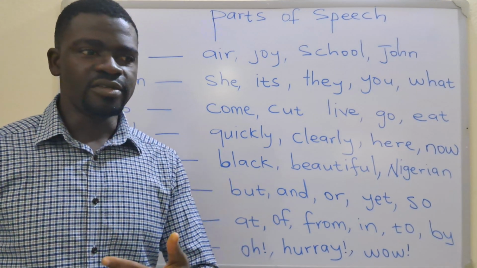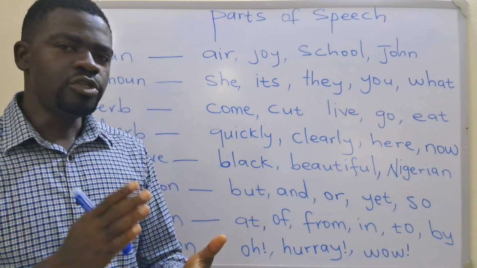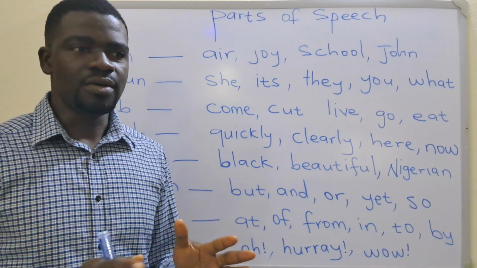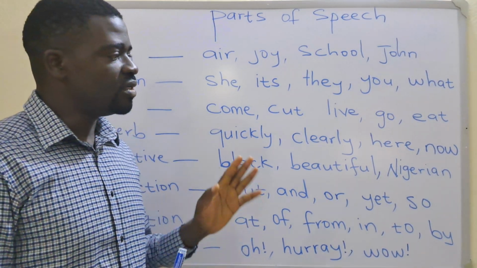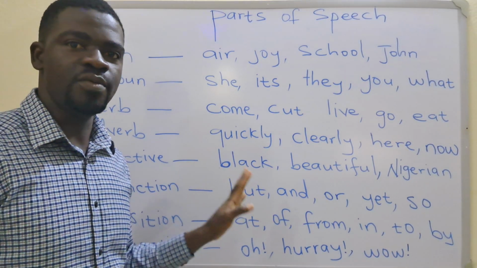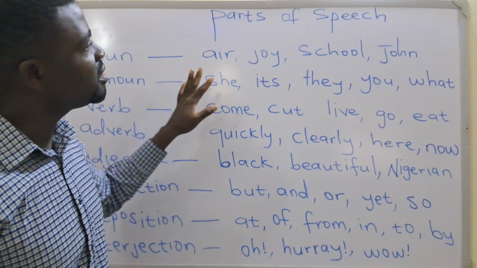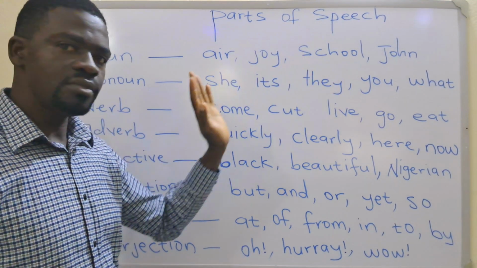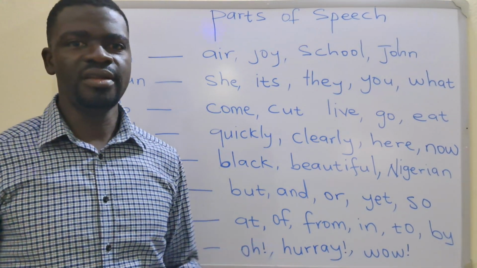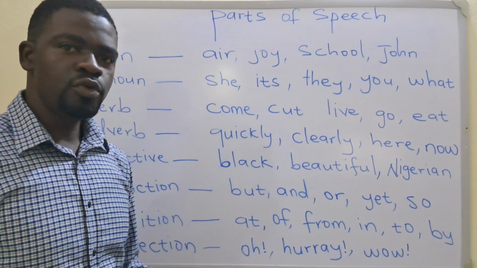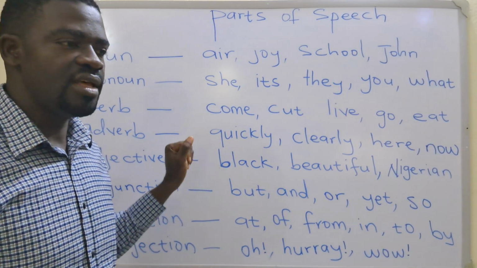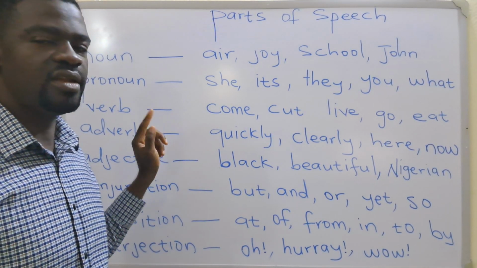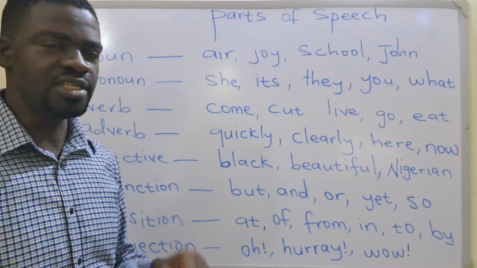Words have different functions. The function that each word has, or the role it plays in a sentence, will determine the class or the family of that word. Those classes or families are called parts of speech. And we have different parts of speech. We're going to quickly look at those parts of speech, and then we take each and every part of speech and treat it in detail.